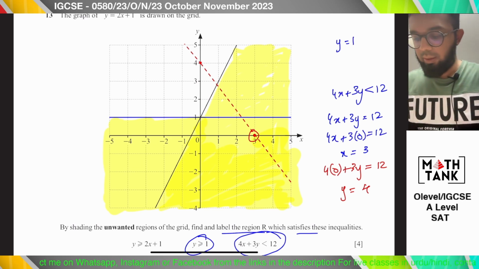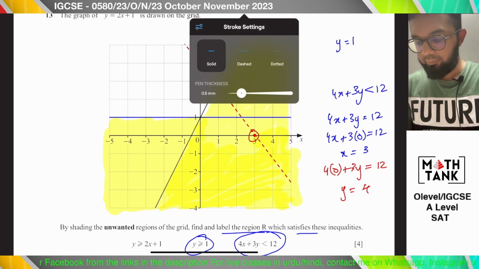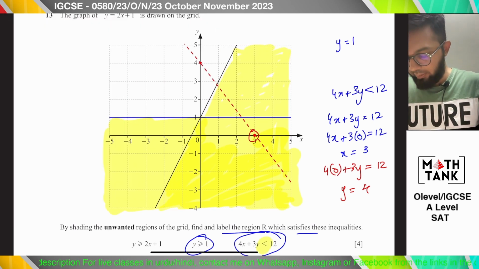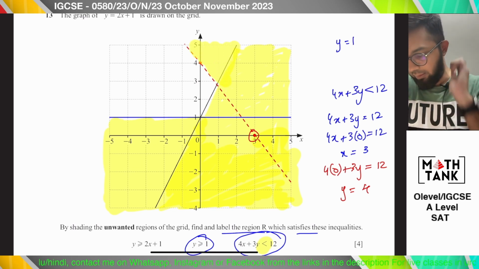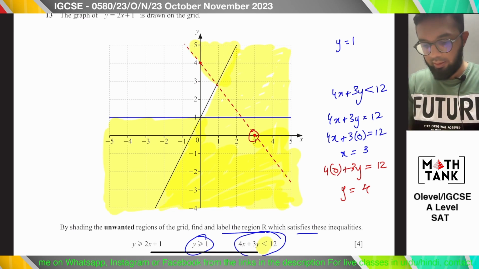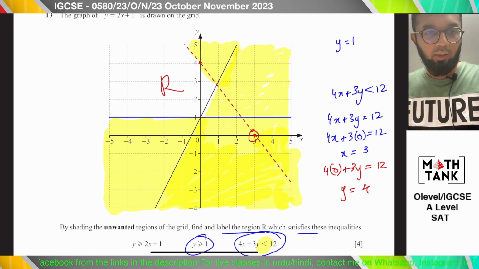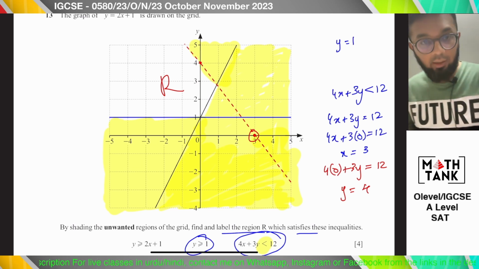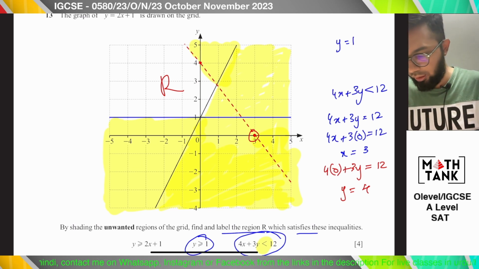Okay. Where do I want to stay? It says less than, so I want to stay below this line. So the above region is unwanted. So I'm going to say 3y is this, and this is the region R. I hope that's the correct answer. Yes, that is indeed the correct answer. And you get marks for shading everything correctly.